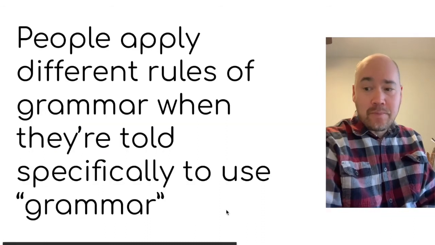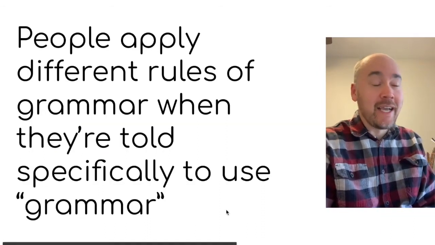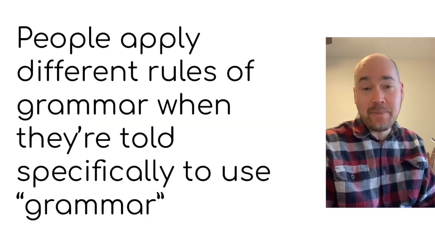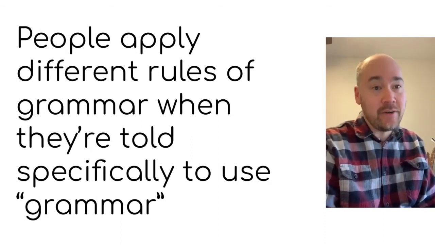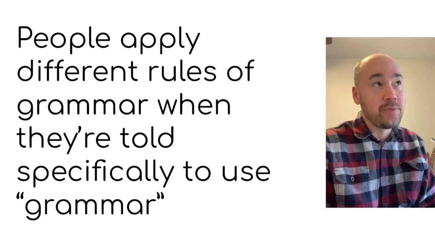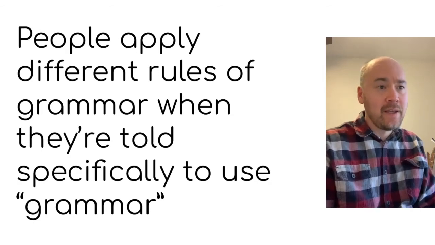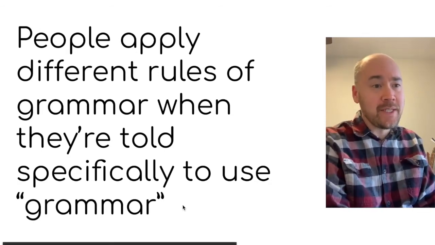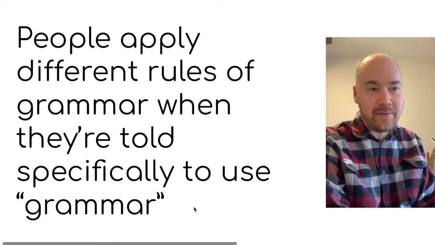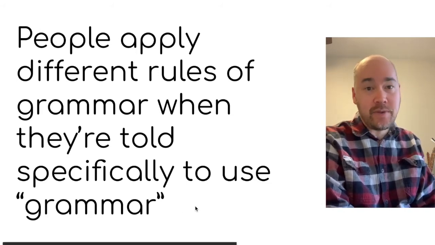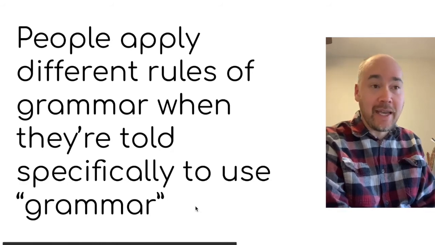So what this shows, the big takeaway for me at least, is when you tell people to use grammar, they'll apply different rules than they do when they actually use grammar to produce language in the real world. So judgments of grammaticality actually use a slightly different and, in my view, simpler version of grammar than people use when they're actually communicating.